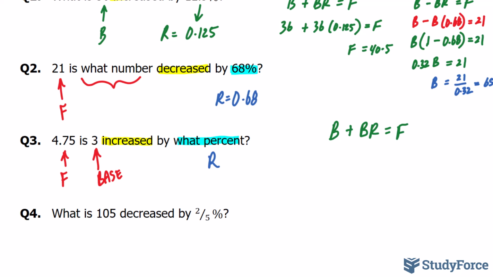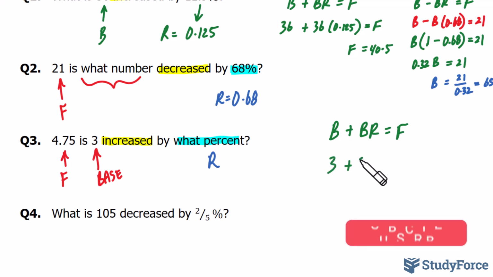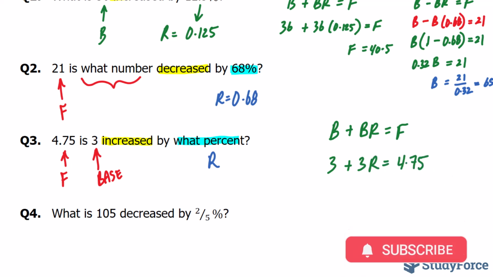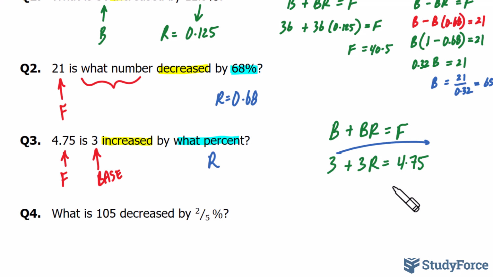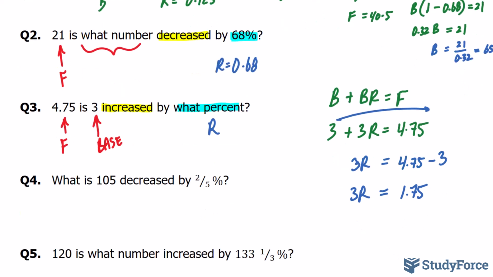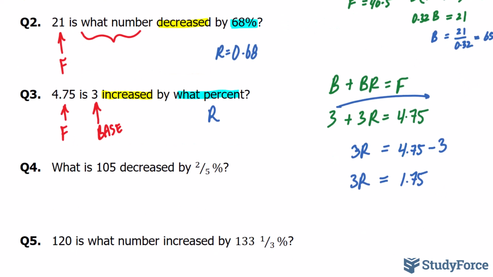And so if we substitute these values, we end up with 3 plus 3 times R is equal to 4.75. And this time we have to solve for R. Again, using a bit of algebra, we'll move that term to the other side. In other words, subtract both sides by 3. And we end up with 3R on the left side. Subtracting the terms on the right, we get 1.75, and 3R still remains on the left side. If we divide both sides by 3, we end up with R is equal to 1.75 divided by 3.